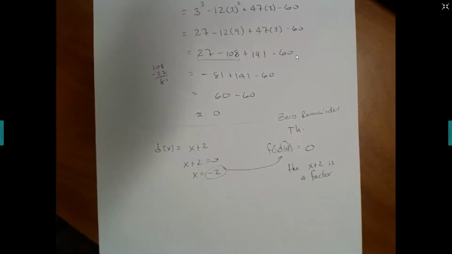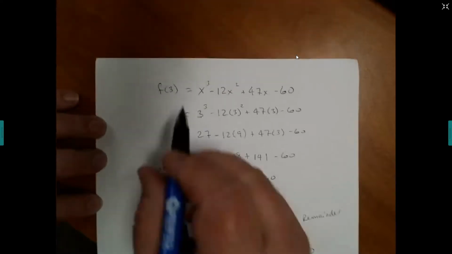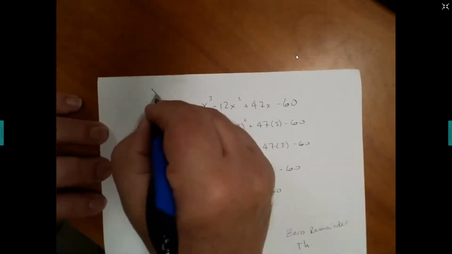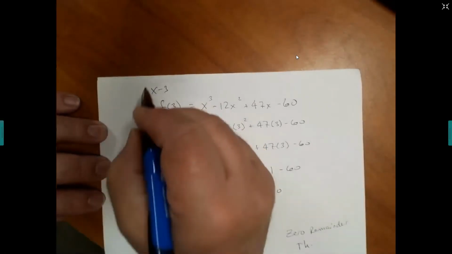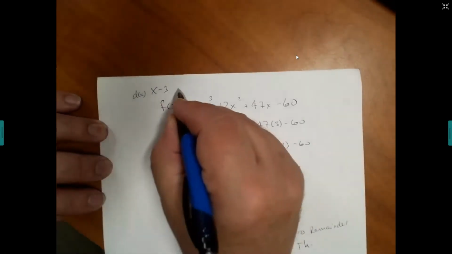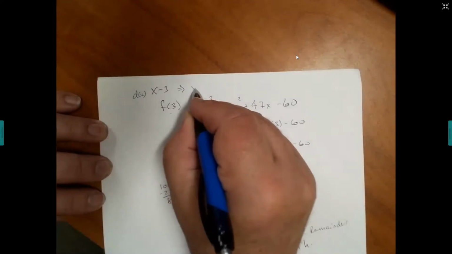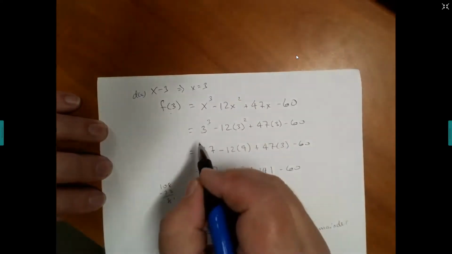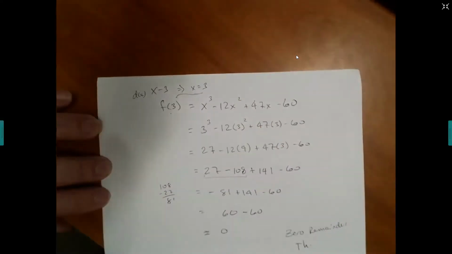So our real d of x then is x minus 3. Yeah, in our example here, it was x minus 3. That's d of x. And we solved for x, we got x equals 3. So that's what we plug in there.